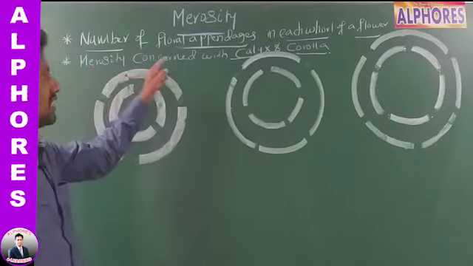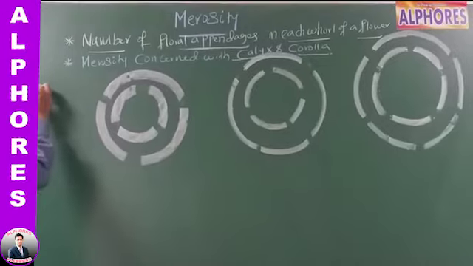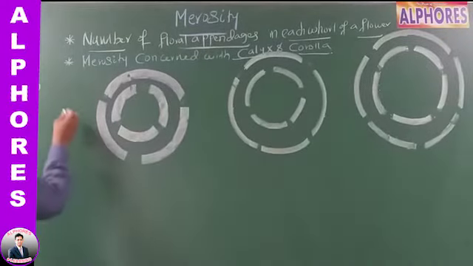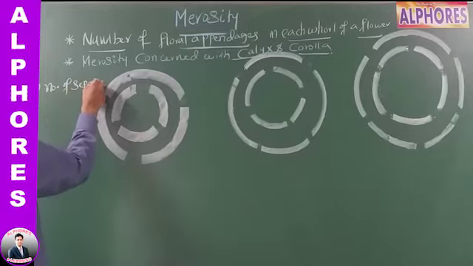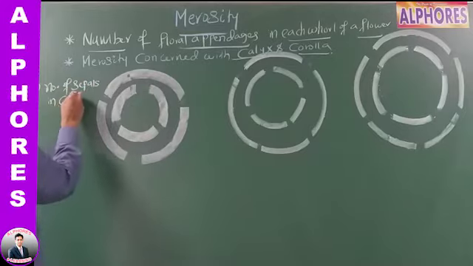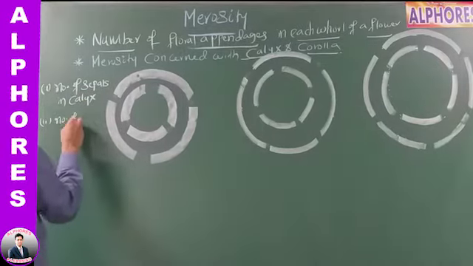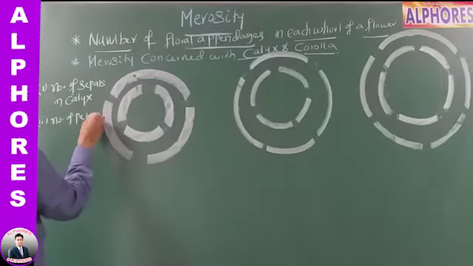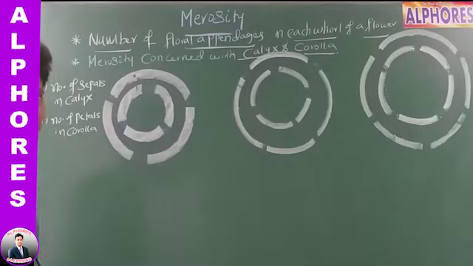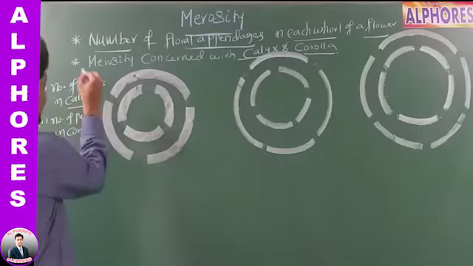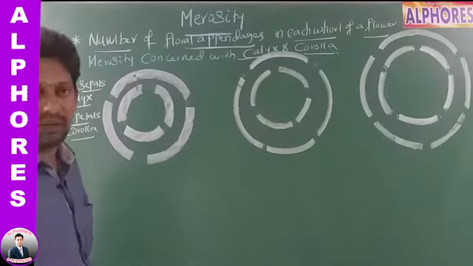Therefore, merosity is concerned with calyx and corolla. What does it mean? It means number of what? Sepals. Number of sepals in calyx. And number of petals in corolla. Is this statement okay? It means in calyx how many sepals are present, in corolla how many petals are present. Number or arrangement? Number. Okay.